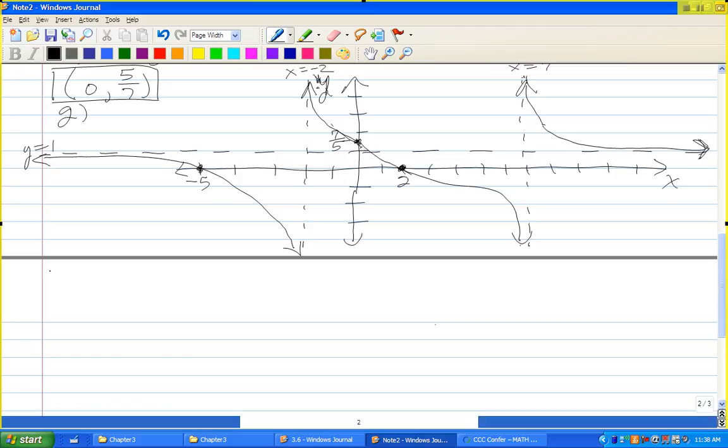H. Maybe we'll just do H here. Express the range. Range is everything. So if you look at this graph, it goes everywhere. So the range of f is everything. Okay.